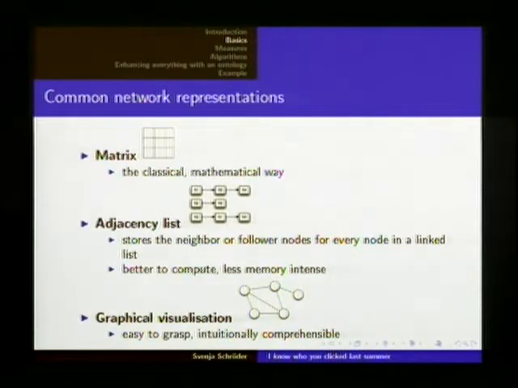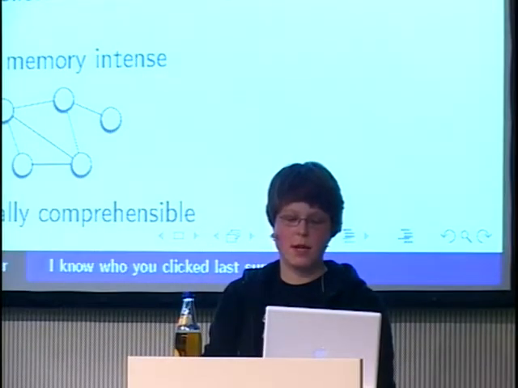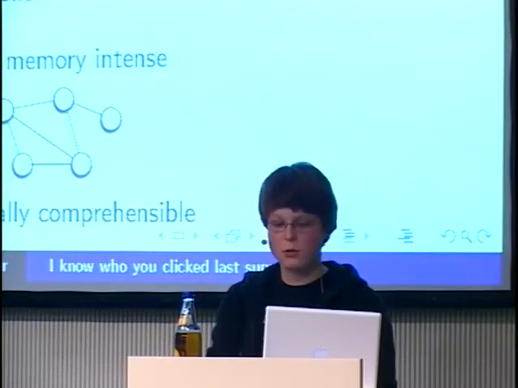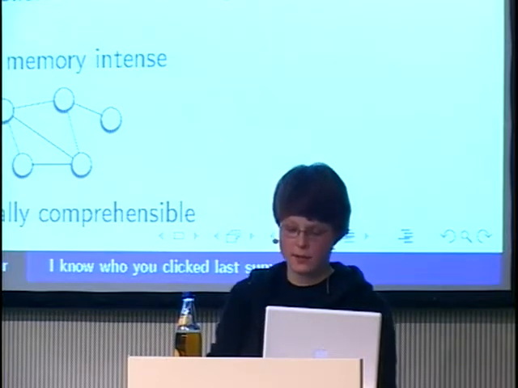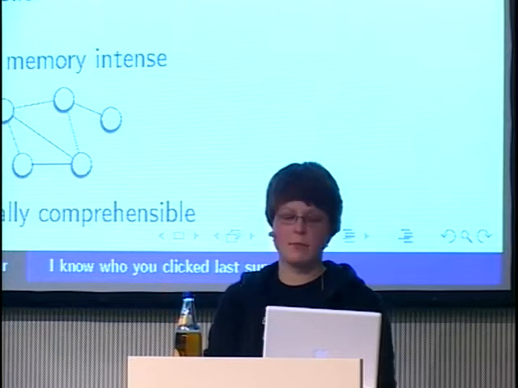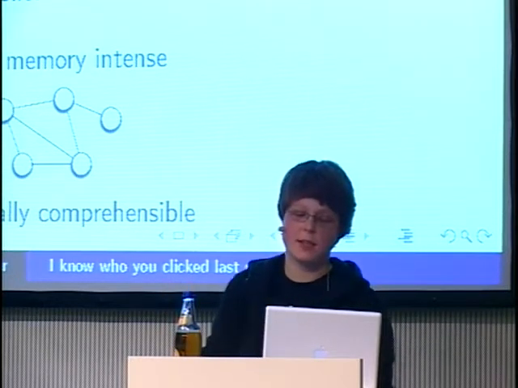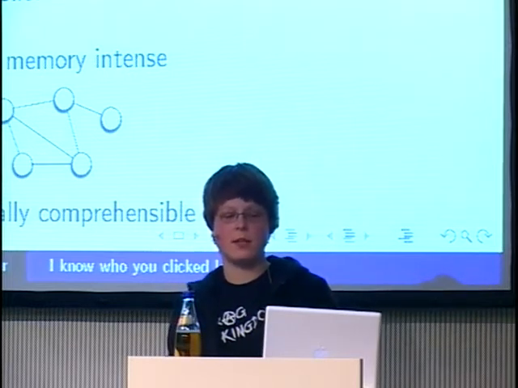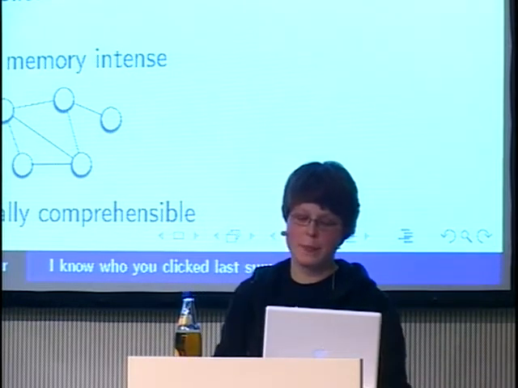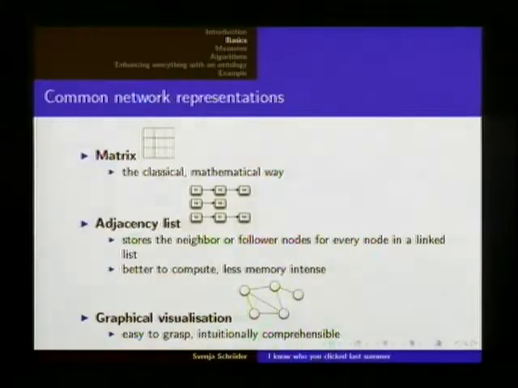And there's the adjacency list. So you only store the neighbor or follower nodes for every node in a linked list. So you just leave the empty fields in the matrix out. Okay, not really, but kind of. So this is a more compact representation of a network, and it's better to compute and less memory intense.